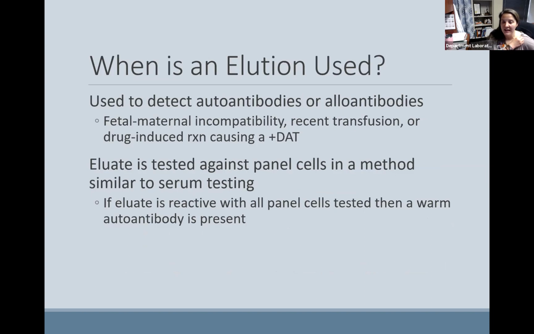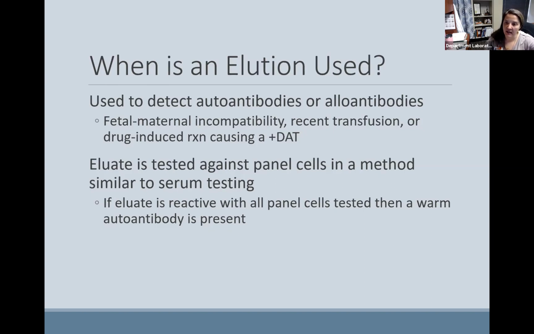When do we use an elution? Anytime you have a positive DAT, we want to perform an eluate to remove that antibody. Once we remove that antibody, we will run that eluate against our panel, so we can identify what's coating the patient cells. We will do an elution anytime hemolytic disease of the newborn is suspected. Remember, Lui freeze is the optimal elution technique used if ABO hemolytic disease of the newborn is suspected. We will use an acid treatment if another IgG antibody is suspected.